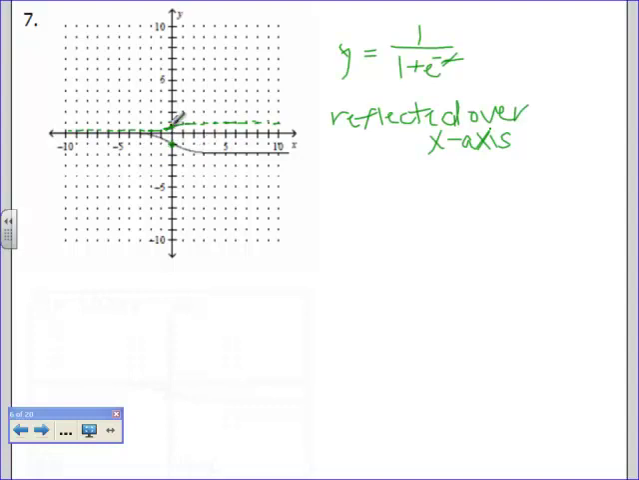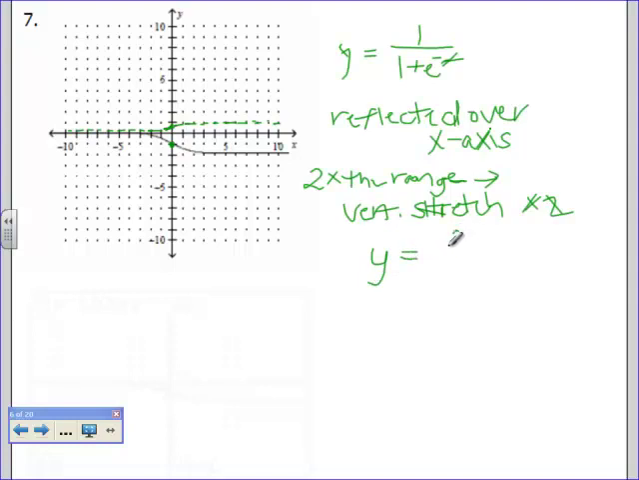The range used to be from 0 to 1. The range is now from negative 2 to 0, which means it is twice the range, which means that there is a vertical stretch times 2. I think that those should be the only two changes that we have to make because it should look exactly the same. So our new equation, if we stretch by 2, that would be a multiplier. That's going to make the 1 on top a 2. And reflecting over the x-axis is going to make the whole function negative.